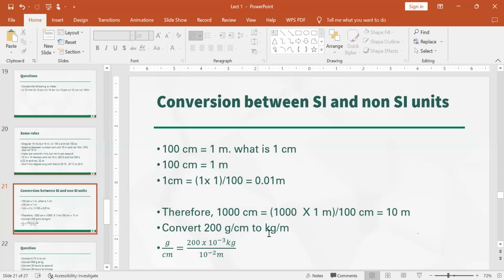Convert 200 grams per centimeter to kilogram per meter. What is the relationship between gram and kilogram? That means 200 grams times 10 raised to the power of minus 3, because 1,000 grams make 1 kilogram. So 1 gram will be equal to 1 over 1,000. That is why you have 10 raised to the power of minus 3 kilograms. So you handle the numerator separately, handle the denominator separately. Now you come back to centimeter. What is the relationship between centimeter, that is the denominator, and meter? You know that 10 to minus 2 meters equal to 1 centimeter. So you are converting to meter. That's why you are looking for meter. At the end of it, all your units will appear. So that is what you see there.